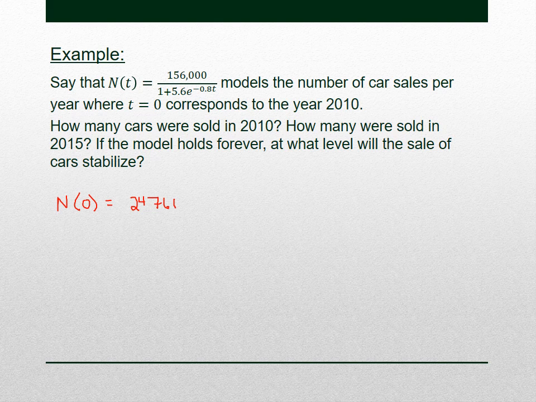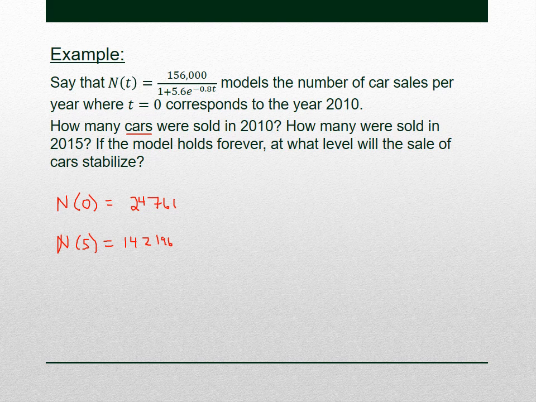All right, and then it says how many were sold in 2015. So if T equals 0 is 2010, 2015 is T equals 5. So let's plug in 5 and double check me, of course, but I got 142,196. I've rounded these to whole numbers because we're talking about cars, which you can't sell half a car. I don't know, maybe you could. That doesn't make much sense. So I've rounded them to whole numbers.